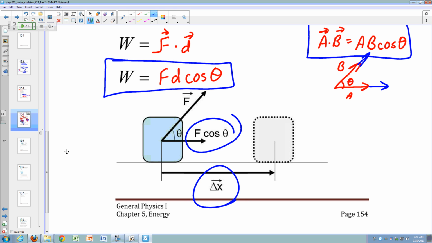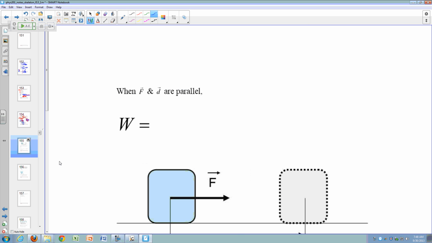Is that clear so far? Okay. We'll do some examples and it'll be more clear.